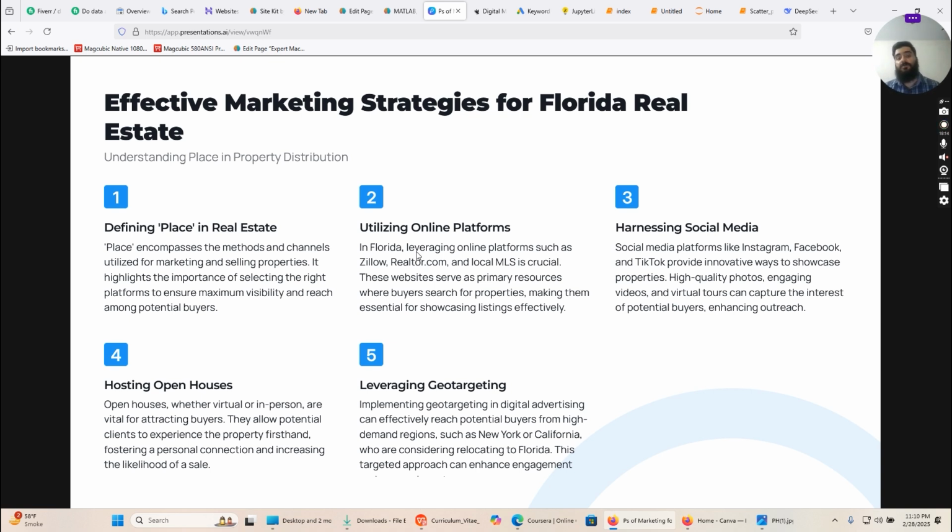Then you're also going to leverage geo targeting. What do I mean by geo targeting? With the rise of digital advertising like Google, or social media advertising like Facebook, you're able to target a specific location. For example, if you want to sell luxurious properties of Florida real estate, you may want to run ads in New York, in a residential area that is well known for its luxurious lifestyle or properties.